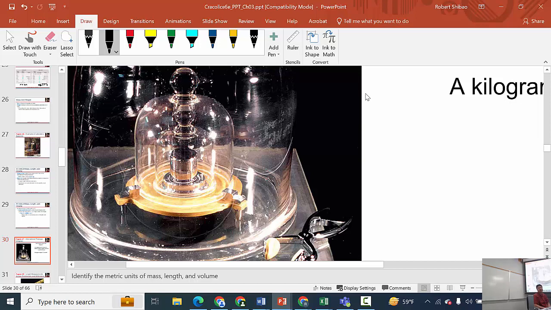So obviously, if they made this out of iron, what do you think after 100 years? Is it going to look the same? No, it's going to rust. But even if they made it out of platinum, they're still worried it might corrode a tiny bit. And if it corrodes a tiny bit, what does that do to its mass? It screws it up.